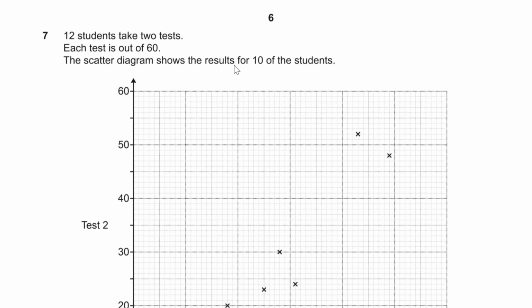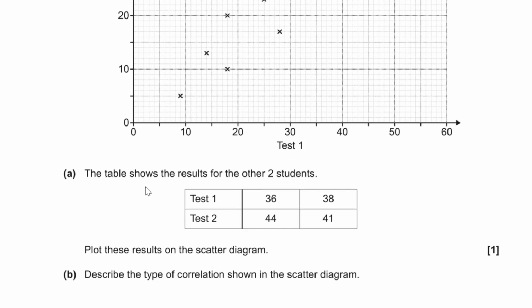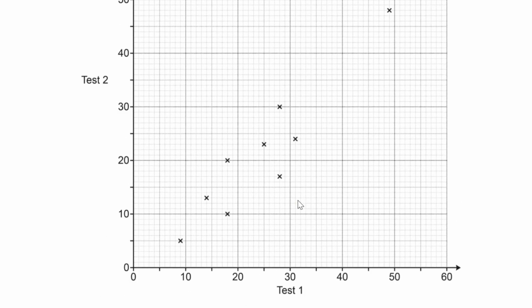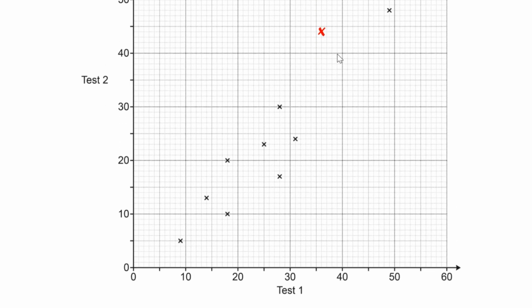Question number 7. 12 students take 2 tests and each test is out of 60, and the scatter diagram shows the results for 10 of the students. And the table here shows information for the other 2 students, and we have to plot these on a scatter diagram. Well, if we consider this student, we've got 36 and 44. So 36, 44, that goes over here. And then we've got 38, 41. So 38, 41, that goes over here.